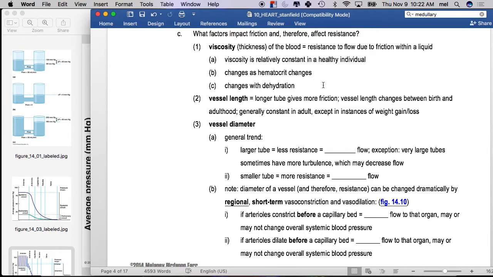It's relatively constant in a healthy individual. Do you have somebody who's blood doping? Sometimes that's the reason they die, is because they shoot themselves up with so many blood cells or so much EPO that they have such viscous blood that they have a heart attack.